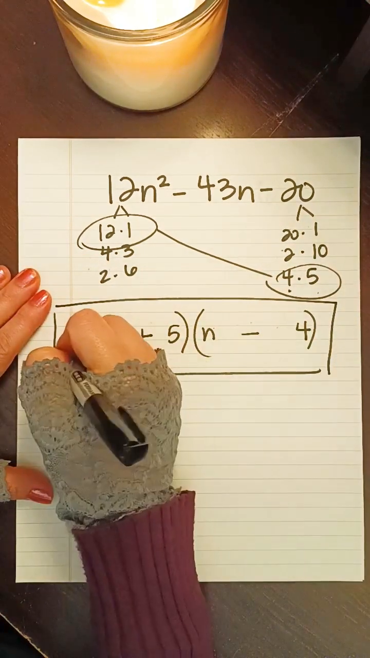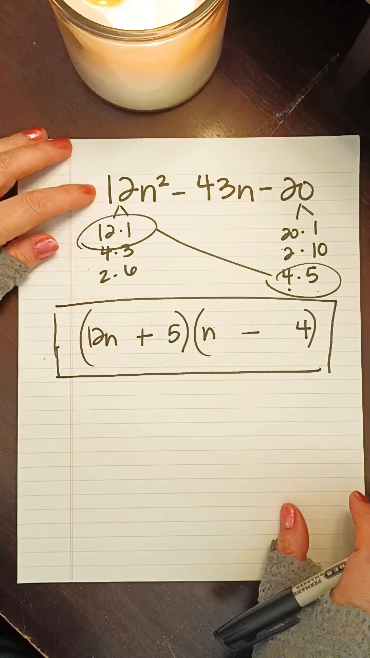So this is this quadratic in factored form.